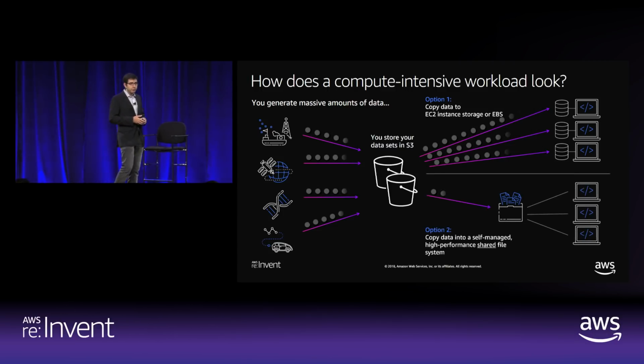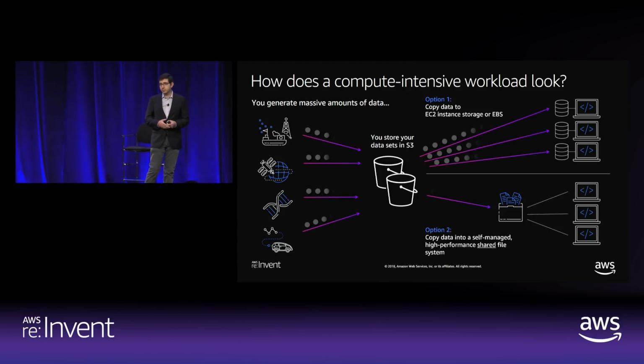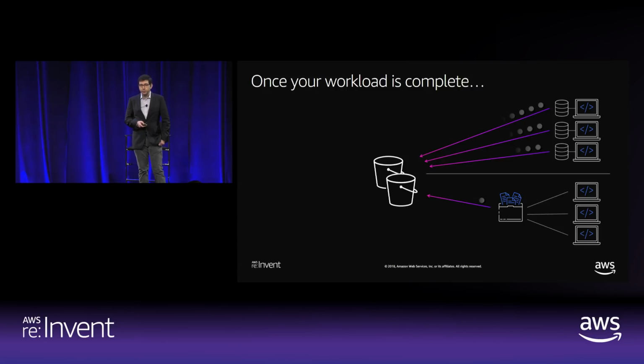The other way is that you copy data into some sort of self-managed high-performance shared file system, and then your compute cluster has access to the data on that file system. So those are the two common ways to work with your S3 data for compute workload. And then once your workload's complete, you write results back to S3. And sometimes you might do that at intermediate points to do some sort of checkpointing. And then when you're done, you'll delete the compute cluster and the local storage or the shared file system. So it's a very typical type of workflow.